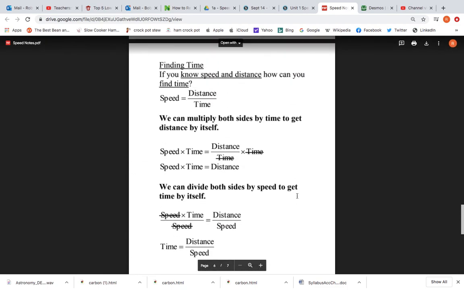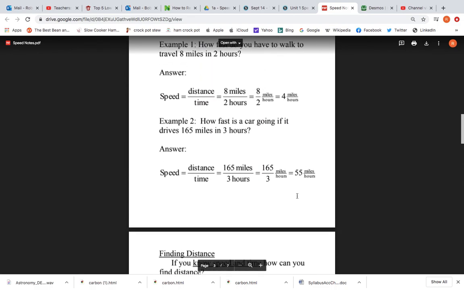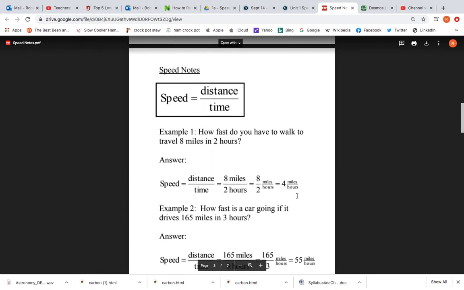So that's how we use the equation speed equals distance divided by time to calculate speed or distance or time.